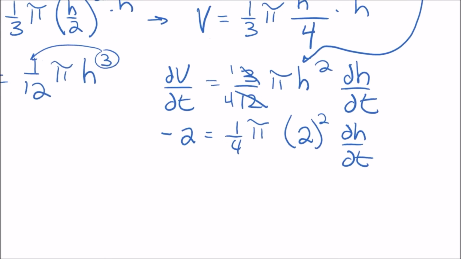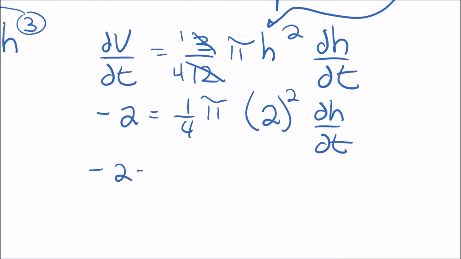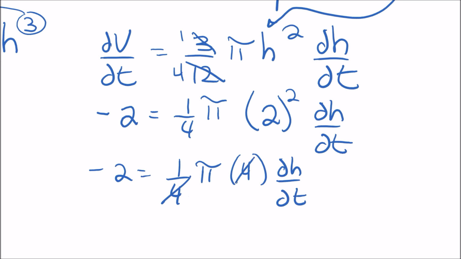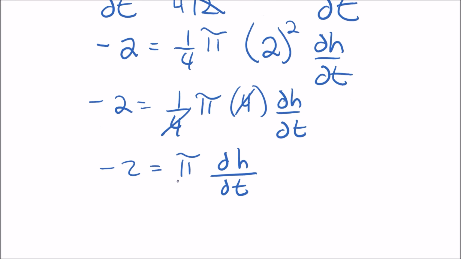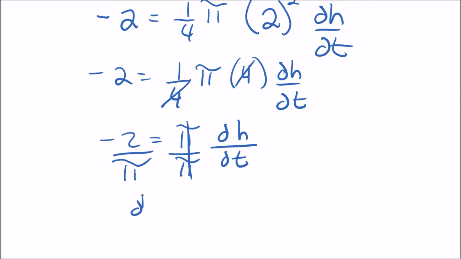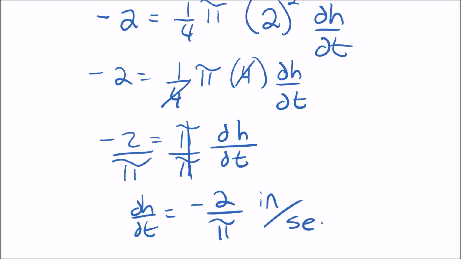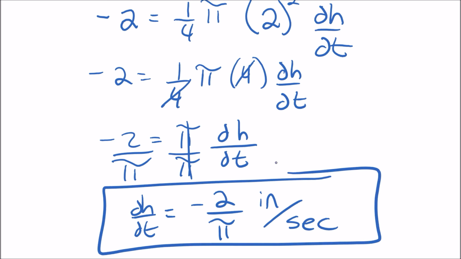And now we can finish solving this out. So we'll get -2 equals 1/4 pi, 2 squared becomes 4, times dH dt. Simplify this down. 4 over 4 reduces to 1. And lastly we'll end up with -2 equals pi times dH dt. Simply divide by pi, and we get dH dt, the change in height, is going to be -2 over pi inches per second. And that would be the answer to this problem.